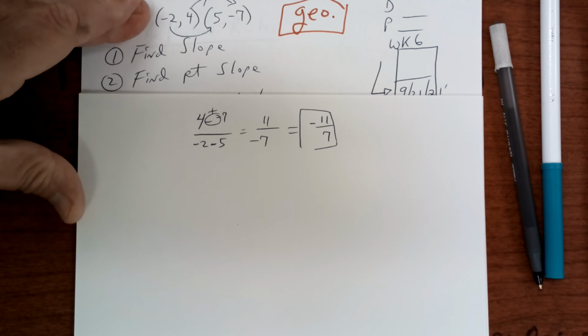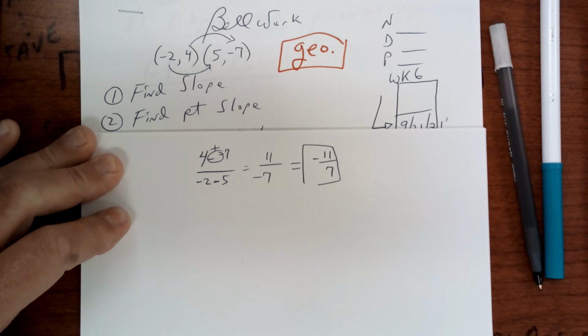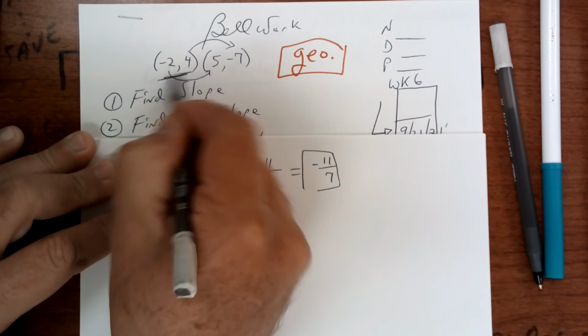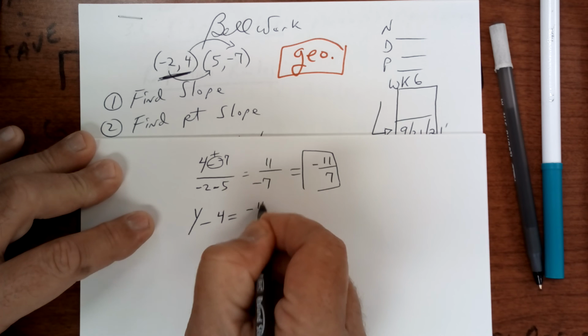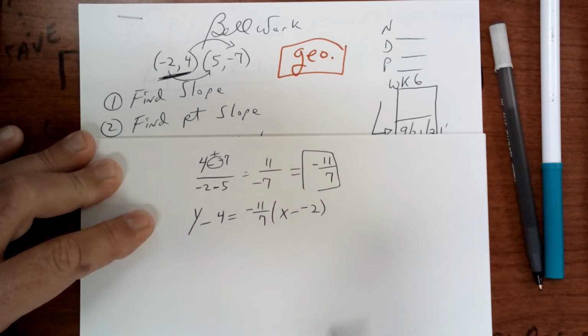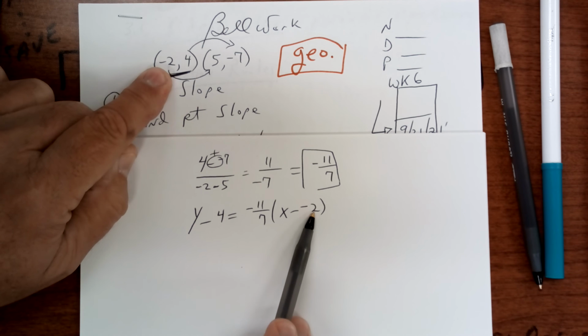Okay, so we did that. Find slope, find point slope. Well, point slope, you could use either point, but we're going to use the first one. So if it doesn't say, I want you to use the first one. Okay, so there's my y, there's my x, and there's my slope.